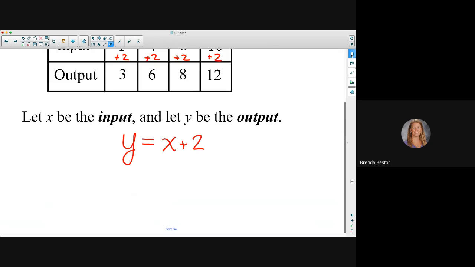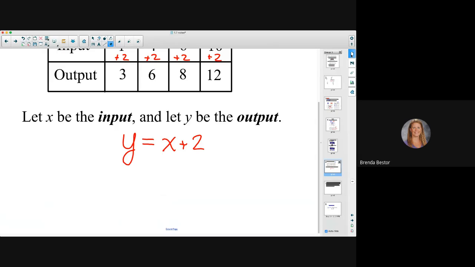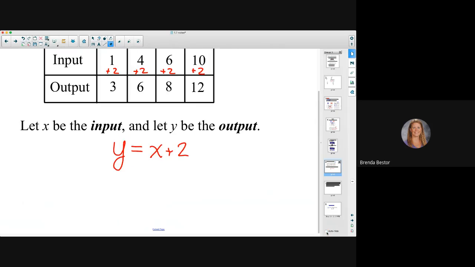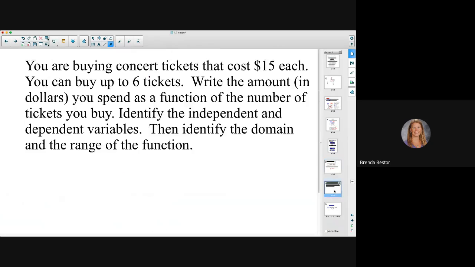So there's practicing doing a rule. When given a table, can you write a rule when given all this information about a word problem? Now, be careful. This word problem isn't the 5-step solving that we just did yesterday and did in our notes. You're buying concert tickets that cost $15 each. You can buy up to 6 tickets. Write the amount in dollars you spend as a function of the number of tickets you buy. It says write it as a function. That basically just means that we need a rule.